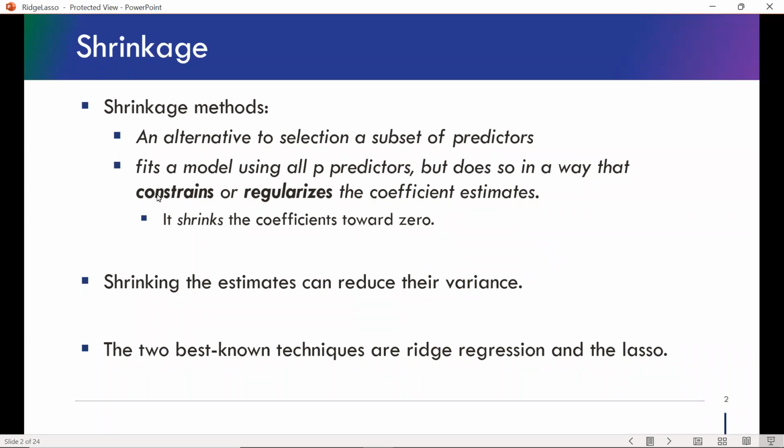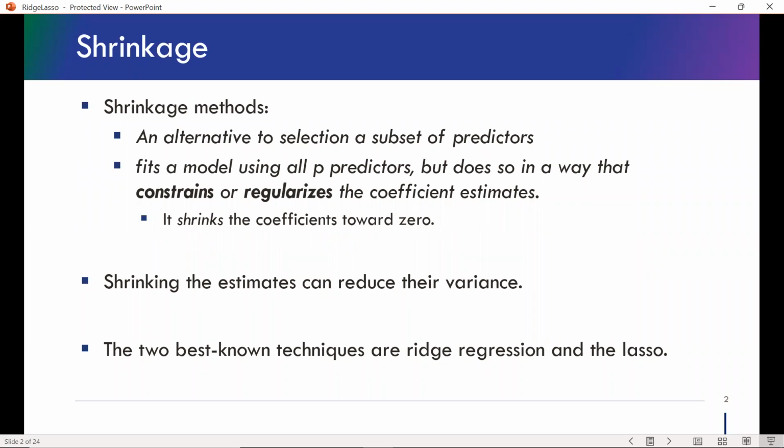Okay, so as I said, they are alternative ways to select variables. The shrinkage methods fit the model using all predictors. Say we still have p predictors, and it will fit the model in a way that constrains the coefficient estimates. So basically, it will shrink the coefficients towards zero. It turns out this shrinking of the estimates will reduce the variance.